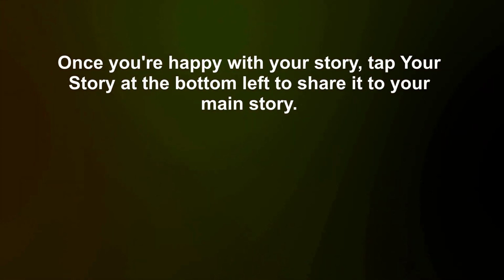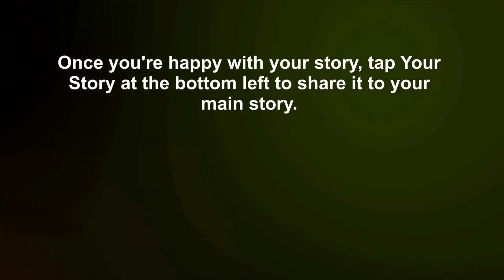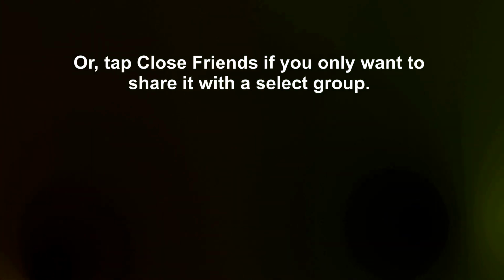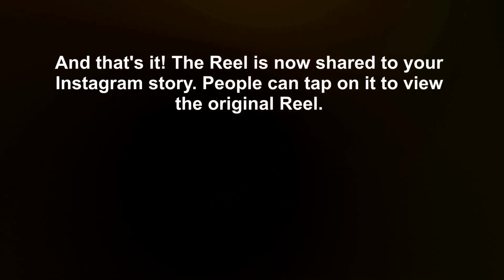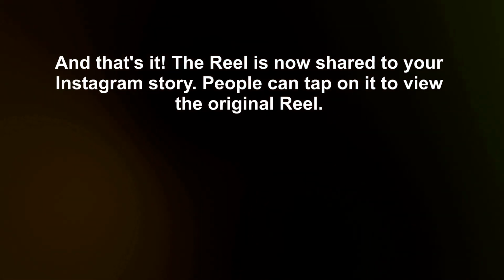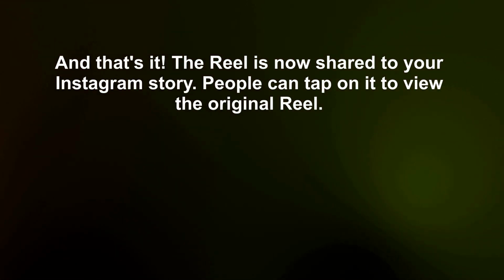Once you're happy with your story, tap your story at the bottom left to share it to your main story. Or, tap Close Friends if you only want to share it with a select group. And that's it. The reel is now shared to your Instagram story. People can tap on it to view the original reel.